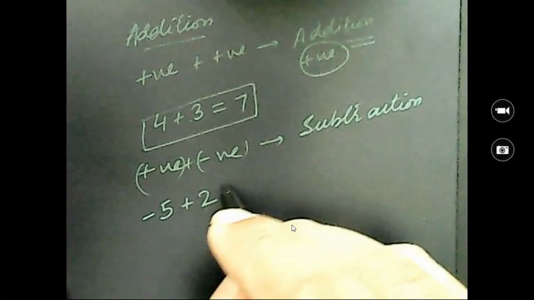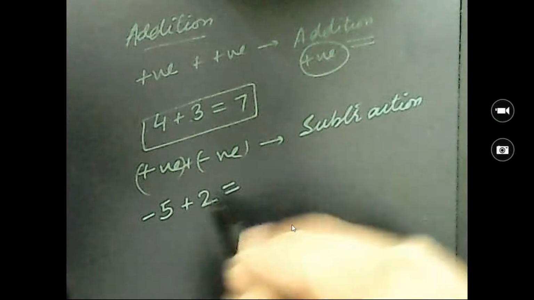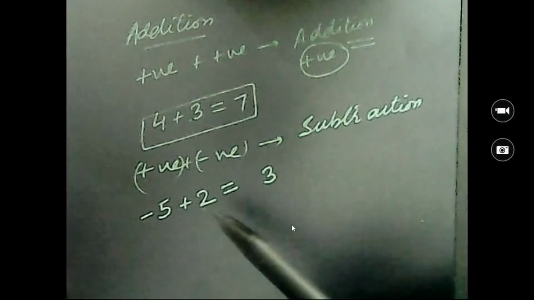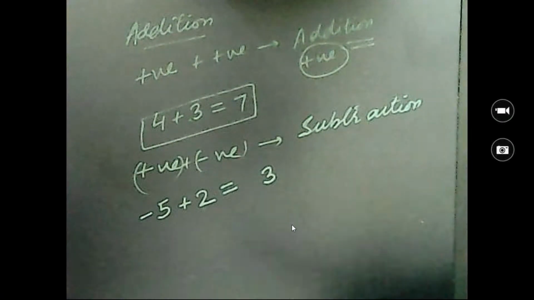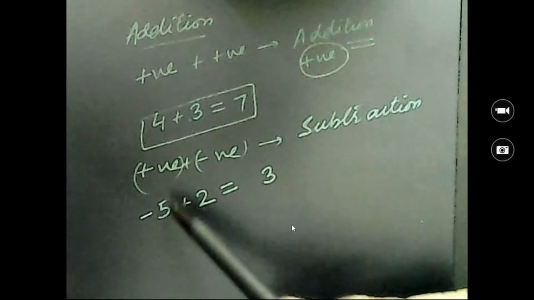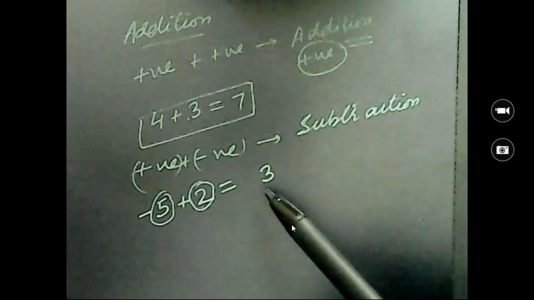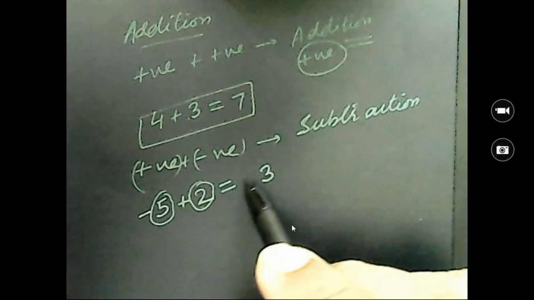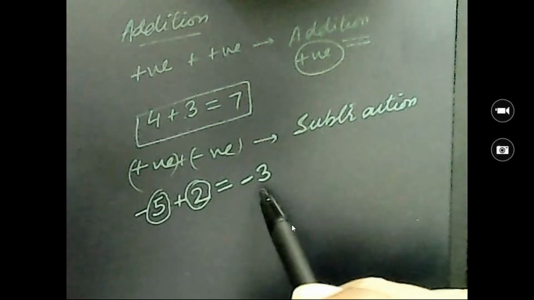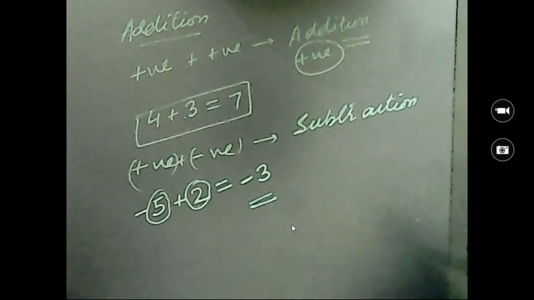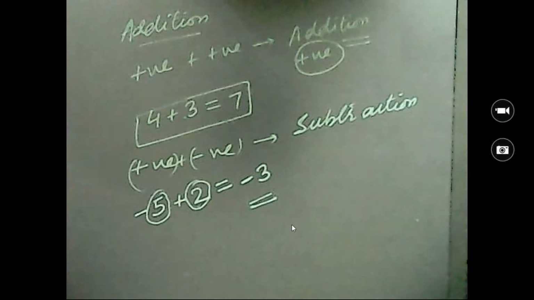So what is the output? 5 minus 2 will be 3, and the result will carry the sign of the greater number. In terms of value, 5 is greater than 2, and 5 has a negative sign, so this output will be -3. I hope the concept is clear to you. And the same kind of concept is applicable to subtraction also.